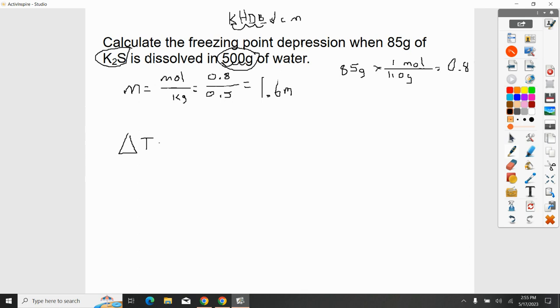My freezing point depression, delta TF, is equal to my van 't Hoff factor. This is an ionic compound, so I just have to figure out how many ions I'm going to get. I'm going to get 2 potassium ions and 1 sulfur ion. So it's a total of 3 ions times K. And for freezing point depression, K is 1.86.